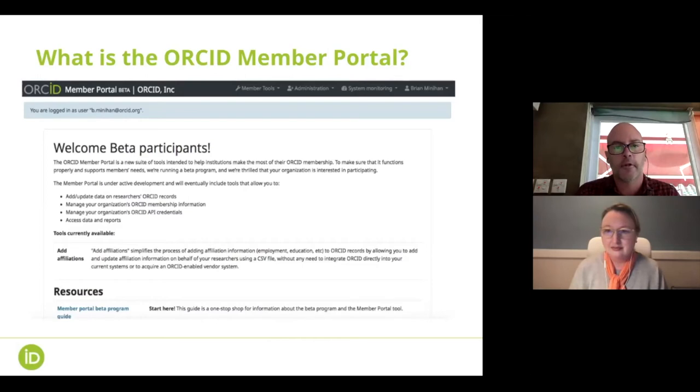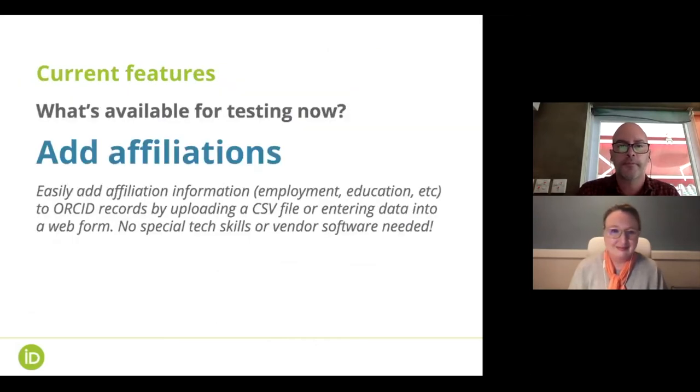So let's have a look at how it works. For now, we're just adding affiliations using this tool. We provide an easy CSV file, which you can populate with your local research community's information. And you can merely upload that to the member portal. You don't need to know API calls. You don't have to have XML templates or anything like that.